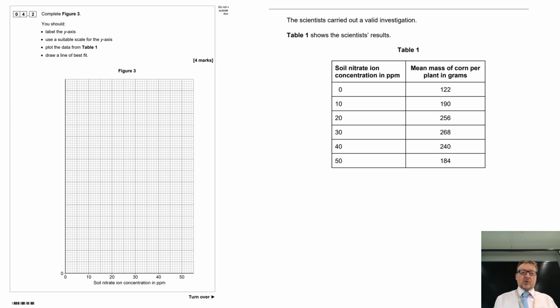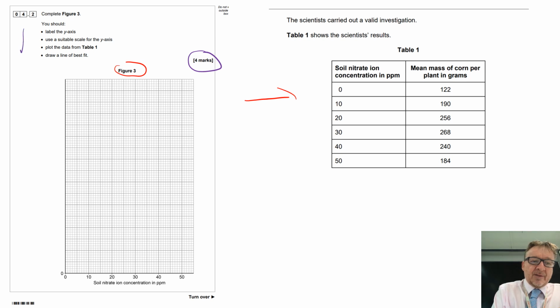Graph, cool. All right, 4.2, complete figure 3. There's figure 3. So what they want me to do, they want me to draw a graph. Here are my things that I am then going to be plotting. But you know what? They don't often make these things easy, right? What they've actually done is they've said 4 marks and they've given me 4 bullet points of what I should do. Okay? That's what I'm going to do, I'm going to start at the top one.